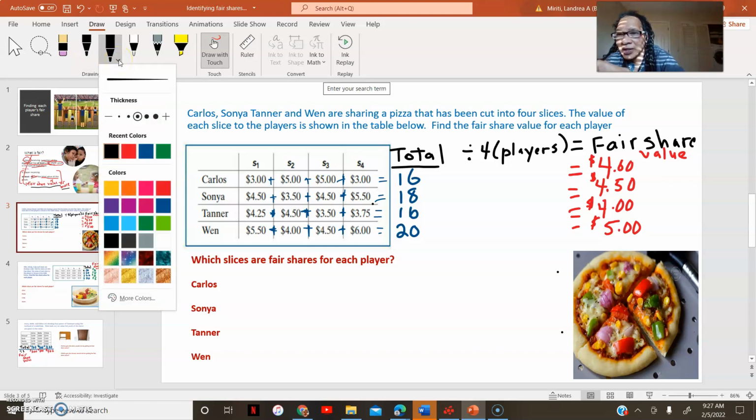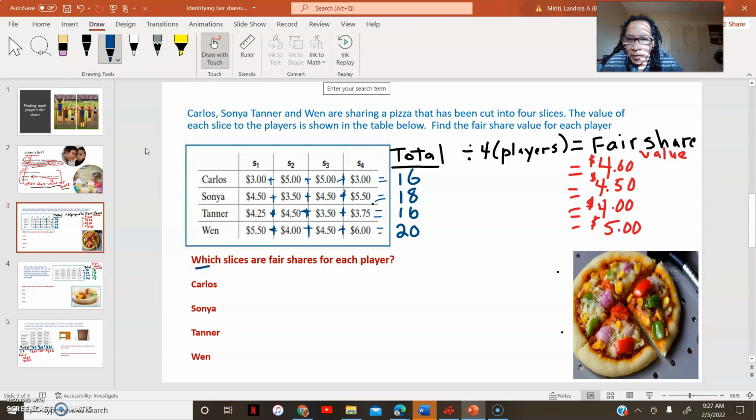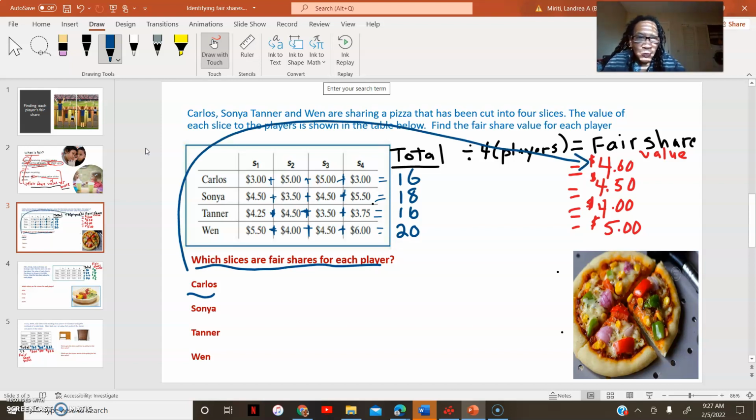We have found the fair share values for everyone. Now we're going the next step. We want to identify which of the slices are fair shares for each player. So Carlos, remember that Carlos' fair share value is $4. If they're going to receive their fair share, they should receive slices that are at least their fair share value, or in other words, their fair share value or more. So let's look at any of these slices. Are any of these $4 or more? Because Carlos's fair share value is $4.